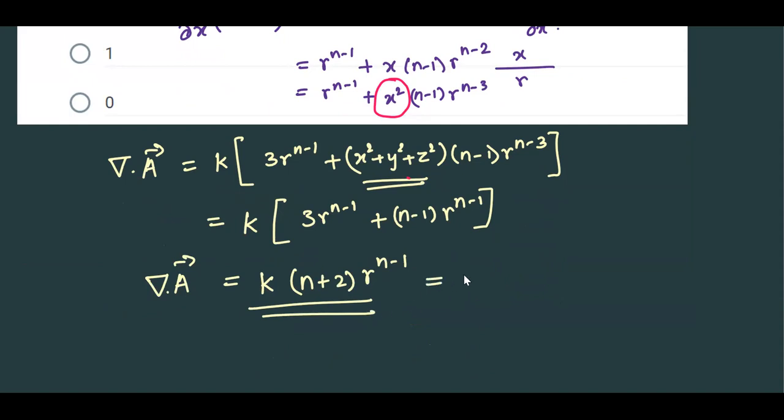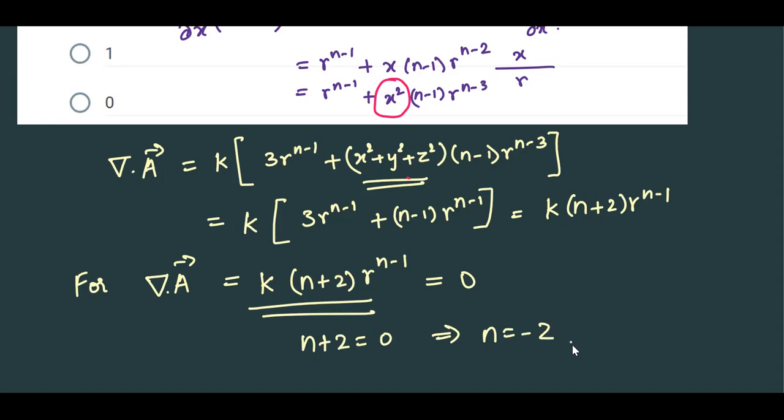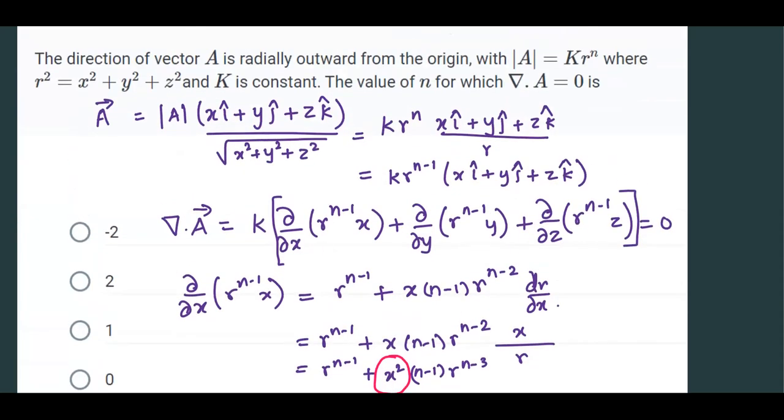For divergence to be 0, r will not be 0, so we have n + 2 equal to 0, which implies n is equal to minus 2. This is the answer.